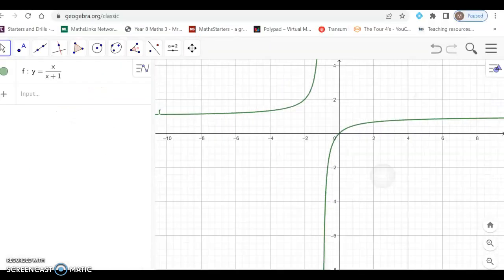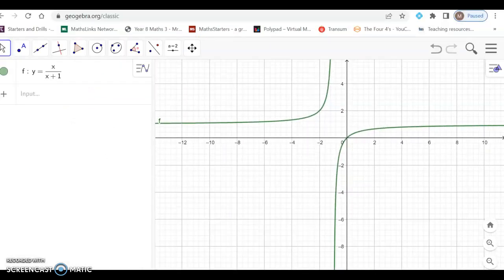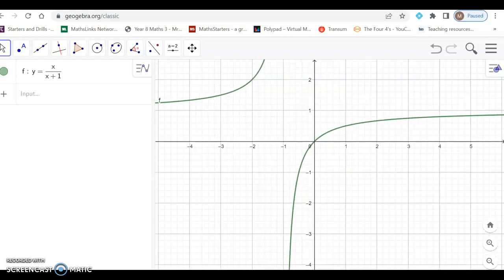Okay, so I've jumped over to GeoGebra here, and what you can see is that the first asymptote I said that we would have would be x cannot equal to minus 1. So there is a vertical asymptote here of x equals minus 1, and I said we'd soon be able to figure out the next asymptote, but for now I'm going to give it to you. y is equal to 1. So there are our two asymptotes.